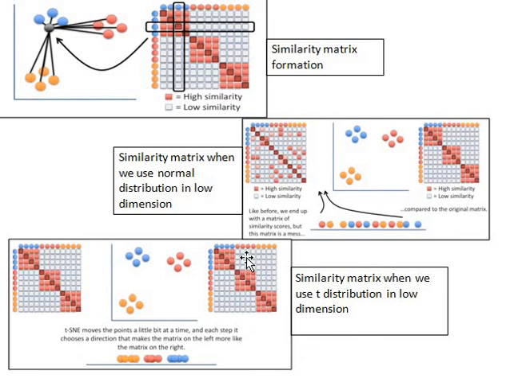When we use a normal distribution curve in the high dimension and a t-distribution curve in the low dimension to obtain the similarity probability, the distances are preserved quite well compared to the normal distribution curve. Here we can see the distances are not preserved when we apply a normal distribution curve in the low dimension. This is the representation of the similarity matrix in the high dimension as well as the low dimension.